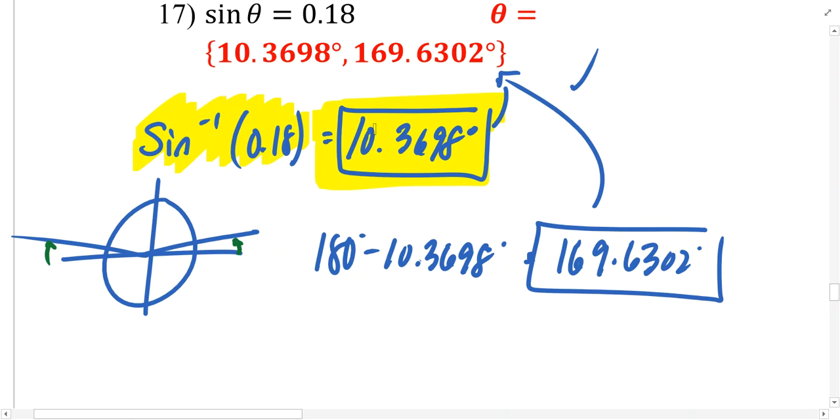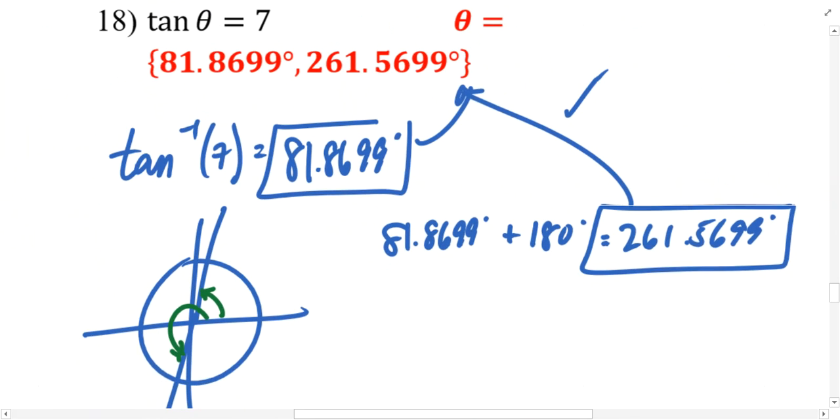I am interested in both solutions, though, so let's keep in mind that if sine of some ratio is equal to 10 degrees, well, that's this position here, 10 degrees off of the origin. There's another spot inside the unit circle that has the same y-coordinate, and that's way over here. And the way we would obtain that in this case is to take 180 degrees minus the 10.3, and that's what gave us the 169.6 degrees.